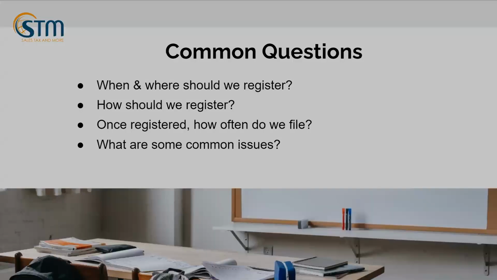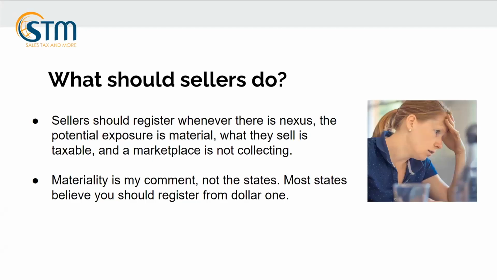All right. So what should sellers do? Sellers should register whenever there is nexus, their potential exposure is material, what they sell is taxable, and the marketplace is not currently collecting. We've gone over taxability and nexus in other webinars. Those are some of the other 7 pillars.